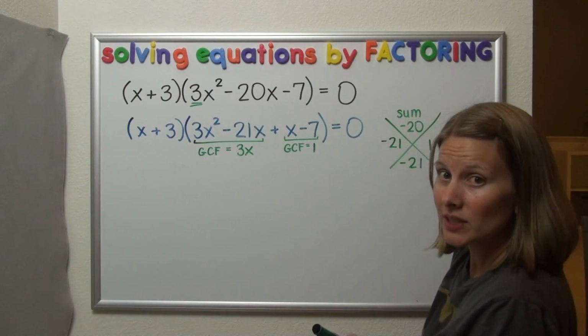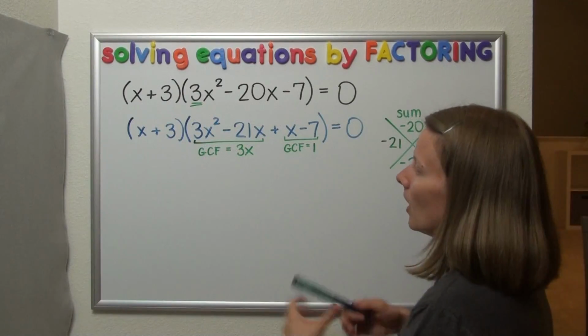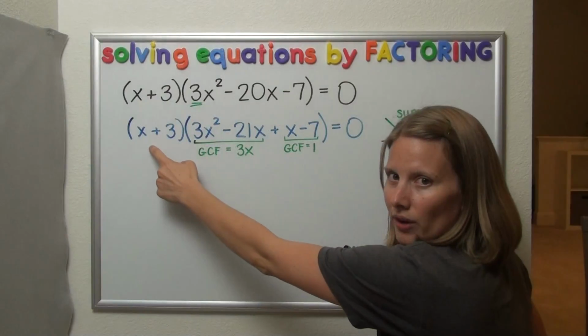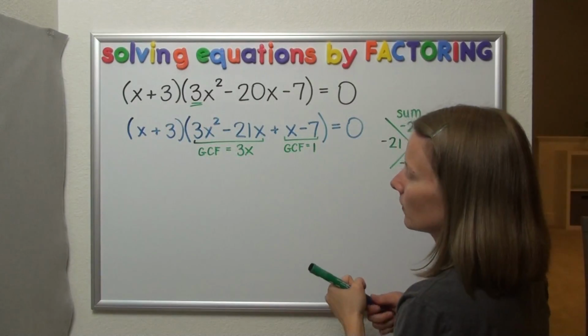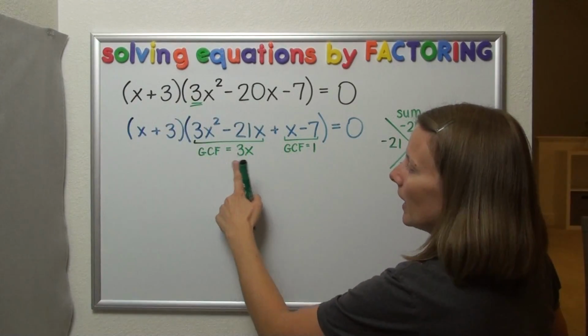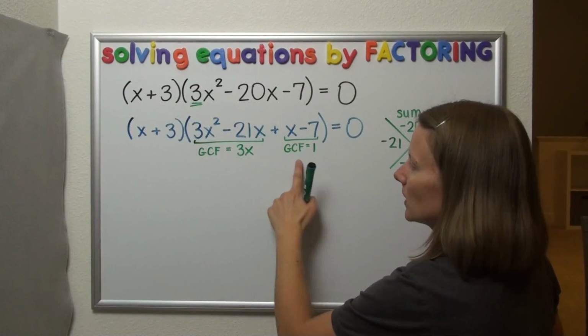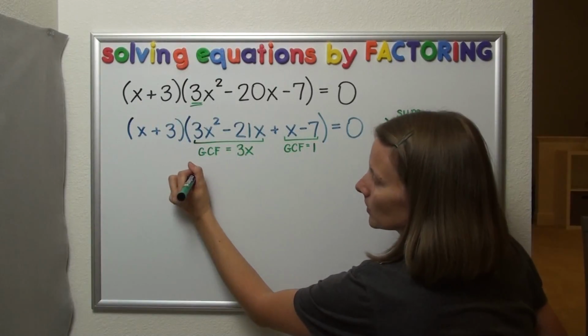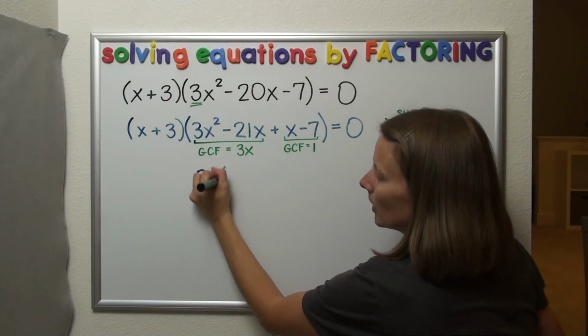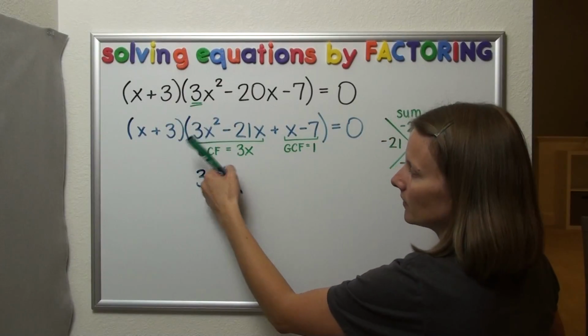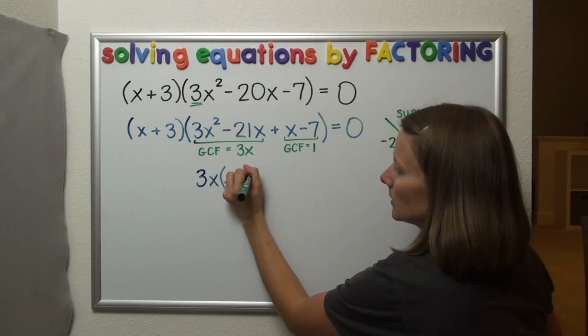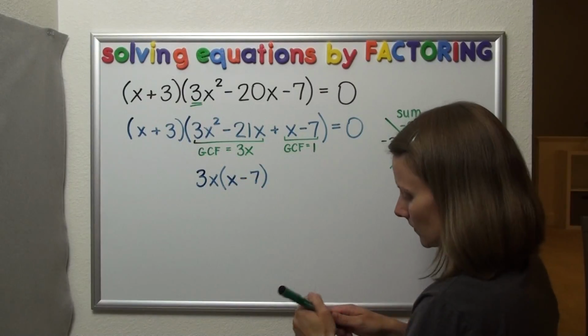What I do with GCFs is I pull them out. I'm going to temporarily ignore this linear factor that I'm leaving for now. Right now I just want to focus on factoring out these GCFs from their groups. So 3x is going to pull out, and what's left is x minus 7.